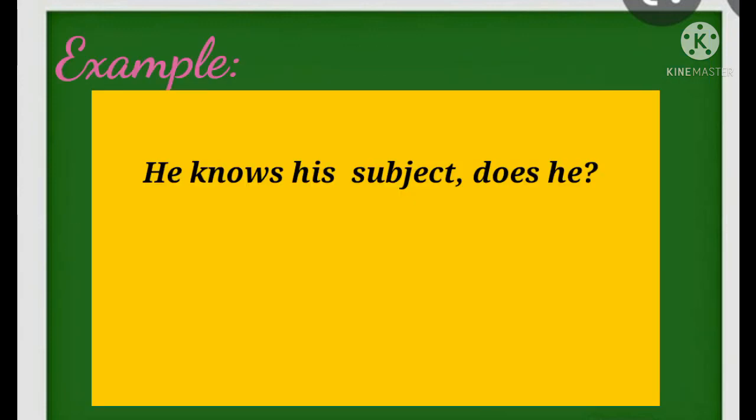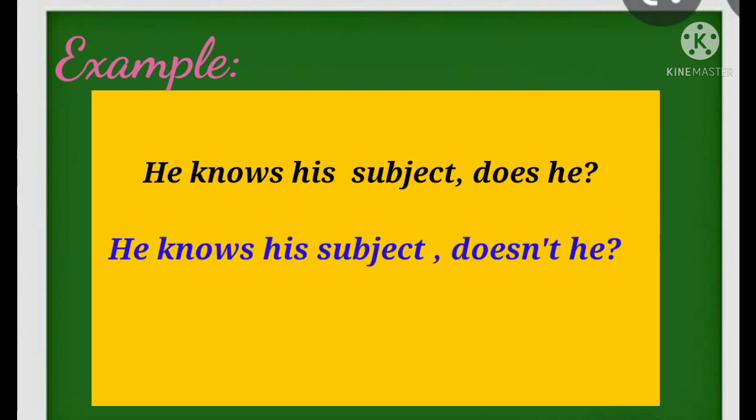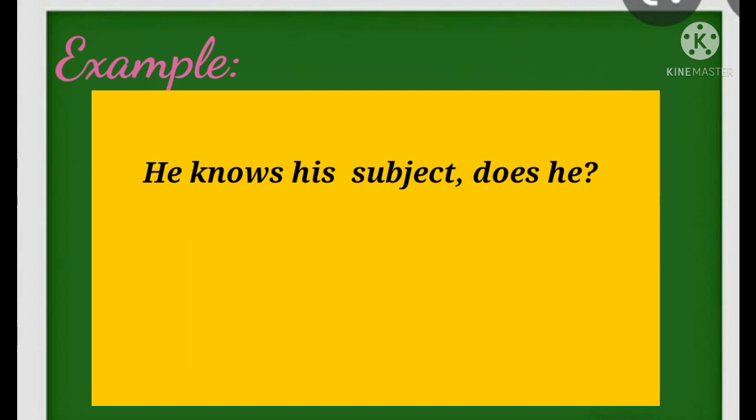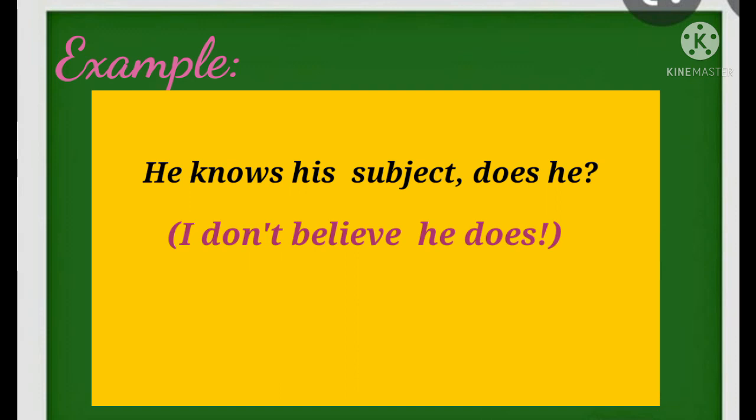For example, if we take the last sentence to be corrected. He knows his subject, does he? And we correct it to, he knows his subject, doesn't he? He knows his subject, doesn't he? It's sarcasm. We really don't believe that he does.